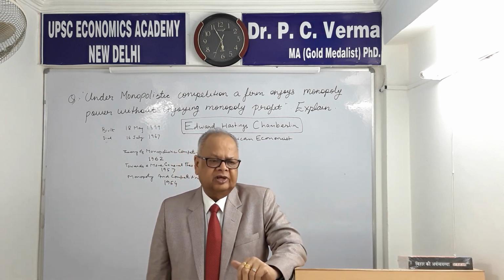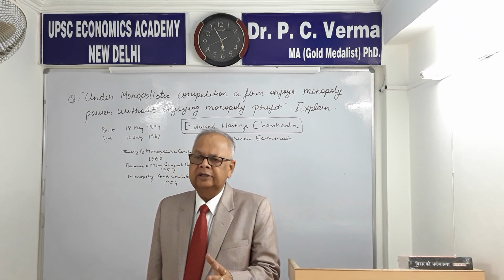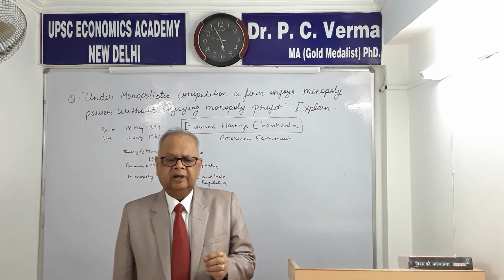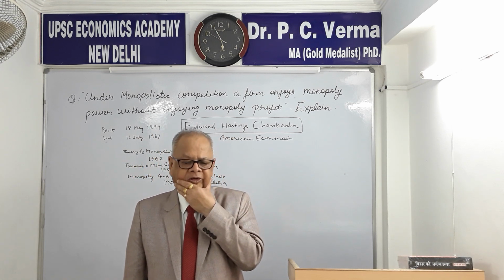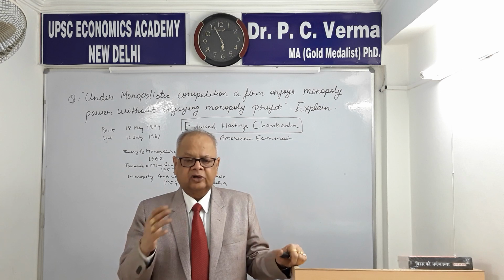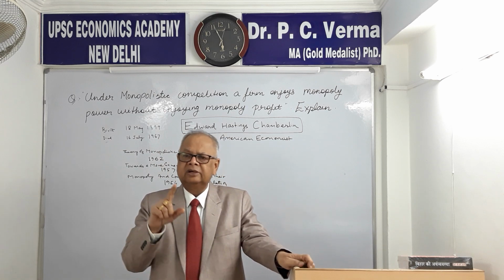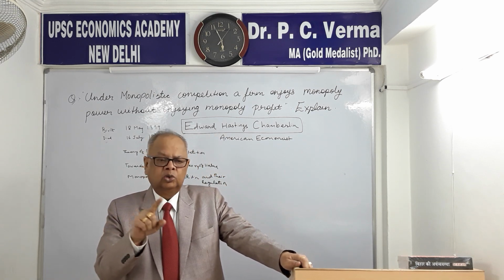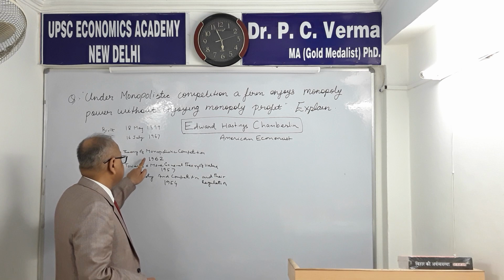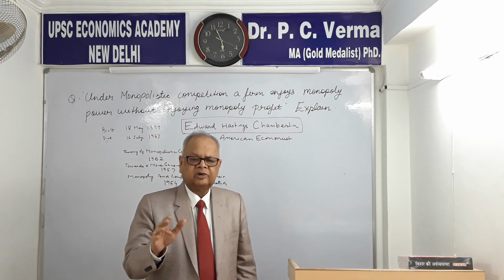In monopolistic competition, first of all, we know that Alfred Marshall wrote Principles of Economics in 1890, and in that book he discussed at length perfect competition and monopoly. So it was thought from 1890 to 1950, just after the Second World War.